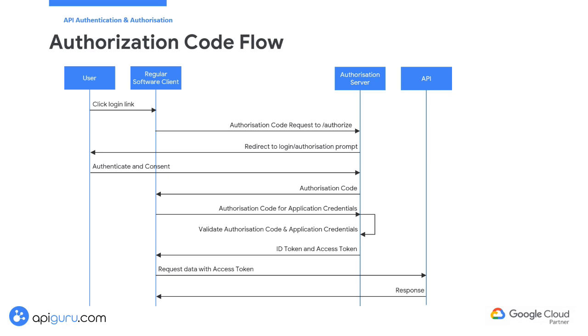The process involves the user being redirected to an authorization server to log in, and then the authorization server redirects back to the client application with an authorization code. The client then exchanges this code for an access token. Both the software client and the user need to be authenticated. This grant type is recommended due to its security benefits.